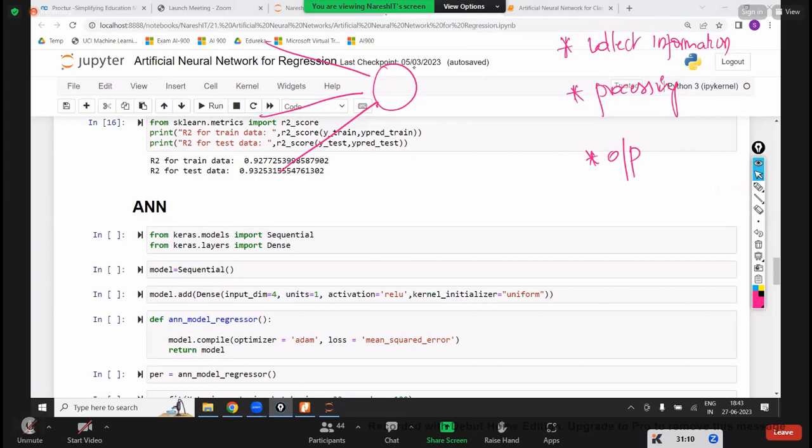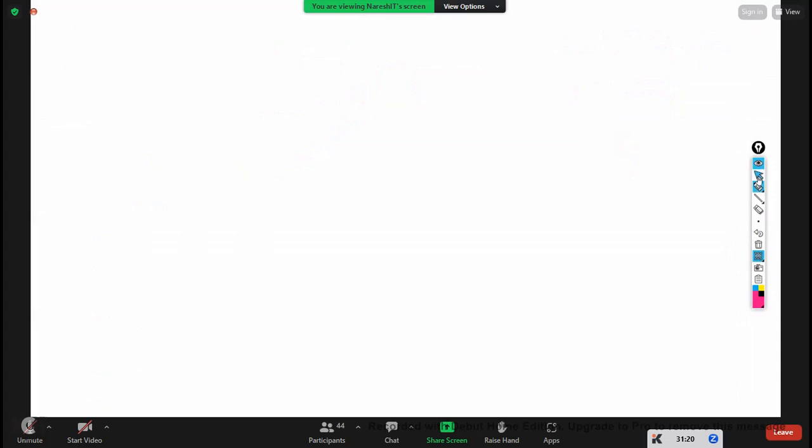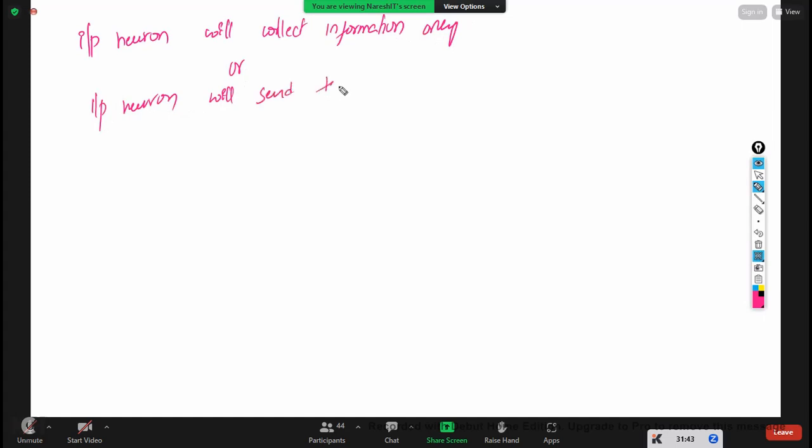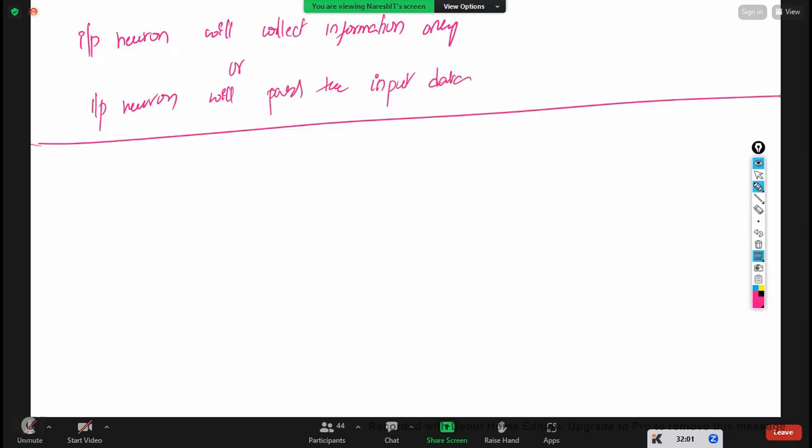The important point is the sequence, how the neurons are going to do the processing. Here I'm writing clearly: the input neuron will collect information only. In simple words, the input neuron will send the input. It will pass the input forward. The input neurons will simply pass the input data. That's it. That is the use of the input neuron. Nothing else will it do.